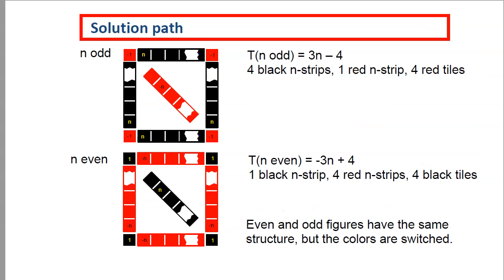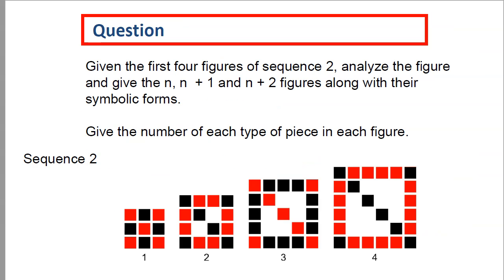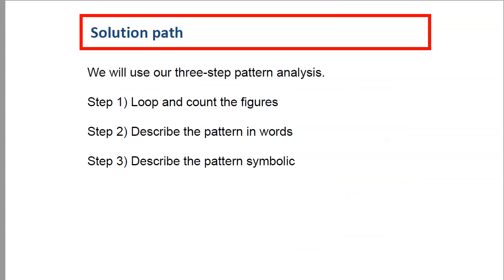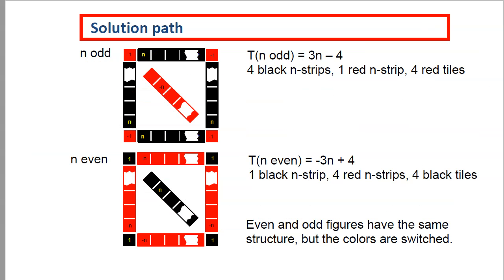Now we need to make our nth figures. So we have the n odd figure and the n even figure. So we have black around the outside and red corners and a red diagonal for odd. Let's look at our figures. Yes, that matches. And then for even, we have red around the outside and then black corners and a black diagonal. So the opposite colors. And those are both described there.